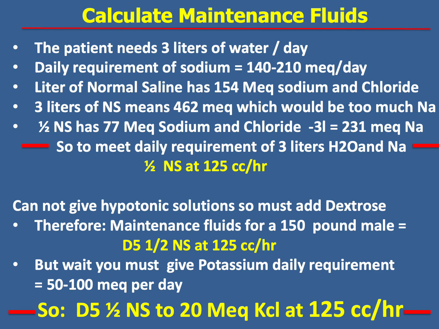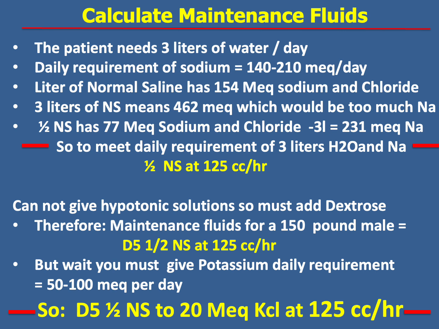So calculation for the maintenance fluids for a typical 70 kilogram adult male would be as follows. The sodium requirement is 2 to 3 milliequivalents per kilogram per day, so a 70 kilogram patient would require 140 to 210 milliequivalents of sodium per day. The potassium requirement is 1 milliequivalent per kilogram per day, so that 70 kilogram patient would require 70 milliequivalents of potassium per day.